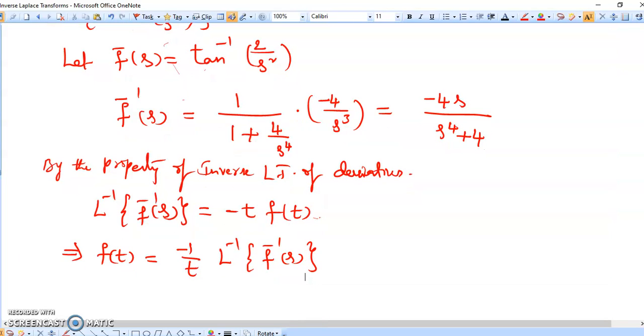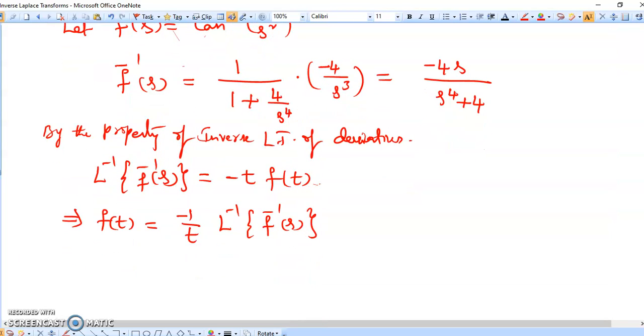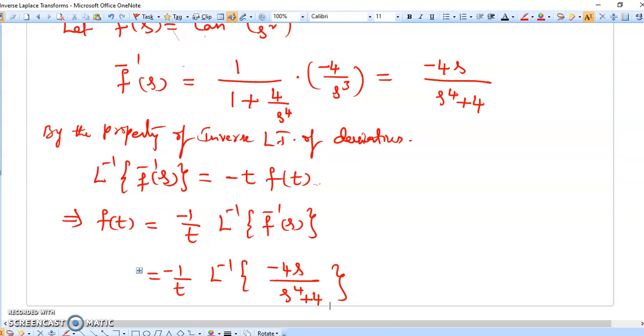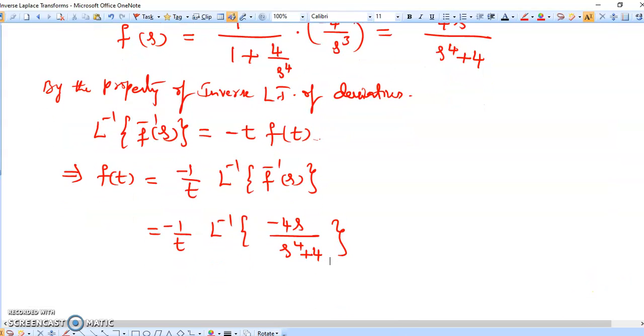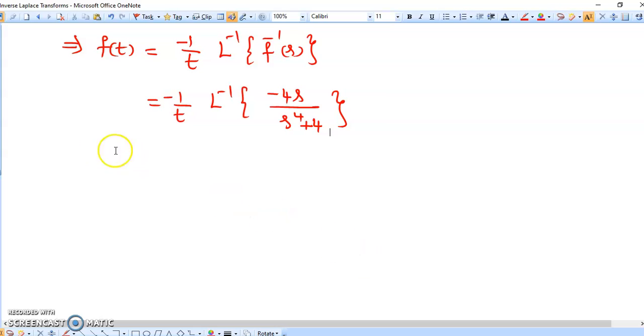Okay, now I'll just substitute whatever I got for this f bar dash s. So this is the same as minus 1 by t, L inverse of, what is my f bar dash s? Minus 4s by s to the power of 4 plus 4. Now this is equal to 1 by t, because you can take out the minus, minus minus is plus, L inverse of 4s by s to the power of 4 plus 4.